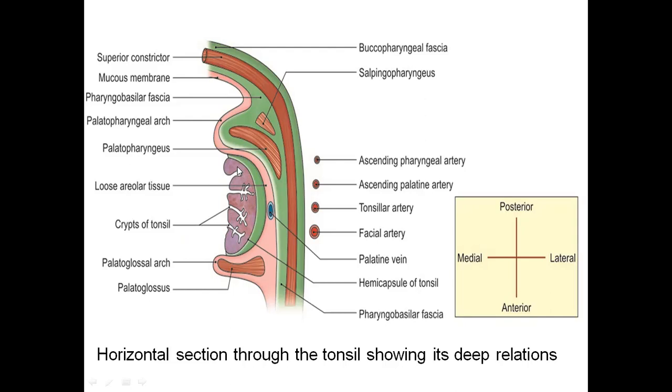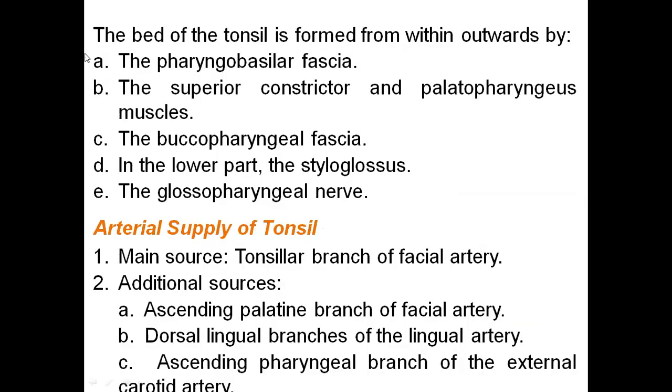Now the place where the tonsil is resting is actually called as bed of the tonsil or tonsillar bed. So the structures what you see in the tonsillar bed are palatine vein, loose areolar tissue. We also see palatopharyngeus muscle. This muscle is the superior constrictor of pharynx. We also see ascending pharyngeal artery, ascending palatine artery, tonsillar artery, and facial artery. The same thing is written here.